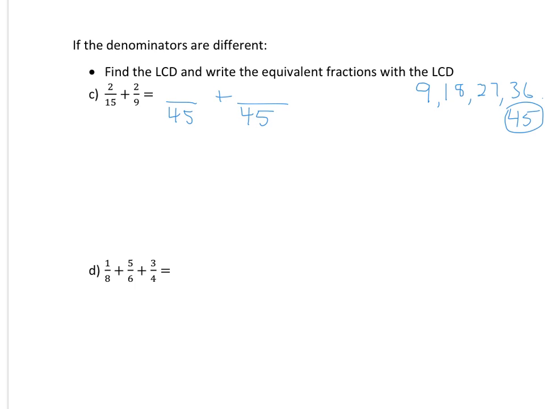And we now need to come up with equivalent fractions. So 2/15 will become something over 45. We're multiplying the denominator by 3, so to keep the fraction equal, we'll also multiply the numerator by 3, so we'll have 6/45. The 2/9, 9 times 5 gives us 45, so 2 times 5 gives us 10. Okay, so now we have common denominators, so we can keep the denominator the same and add up our numerators.